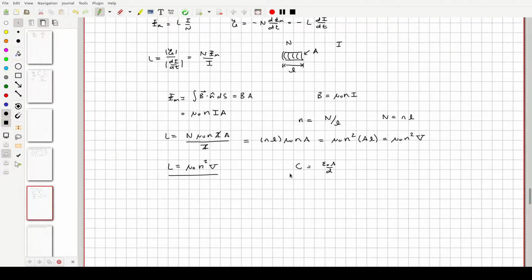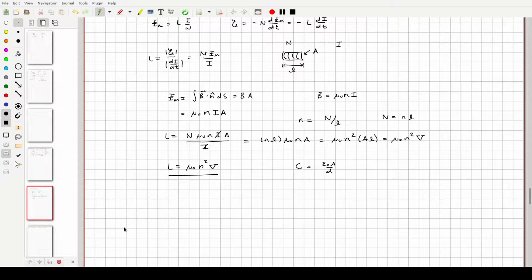Okay? It's a geometrical thing. It's based off of physical characteristics. This is based off of physical characteristics. So, one of the things that you'll discover about the various types of inductors is that invariably they're physical things.